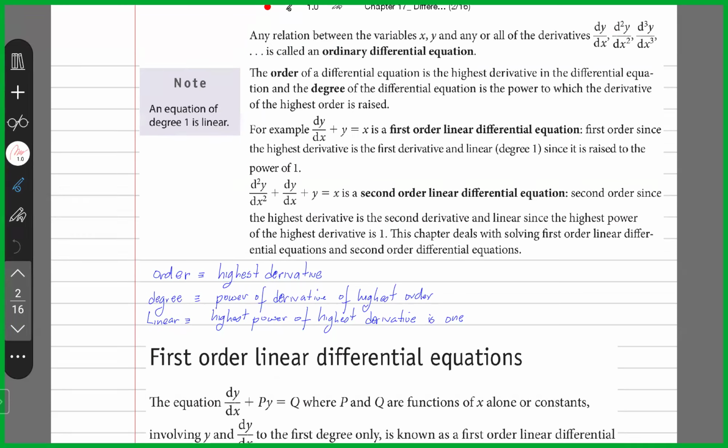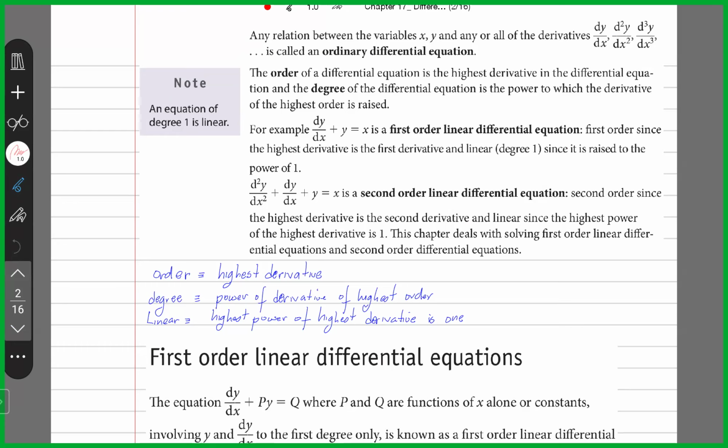Any relation between the variables x, y, and any or all of the derivatives dy by dx, d2y by dx squared, d3y by dx cubed is called an ordinary differential equation. The order of a differential equation is the highest derivative in the differential equation, and the degree of the differential equation is the power to which the derivative of the highest order is raised.